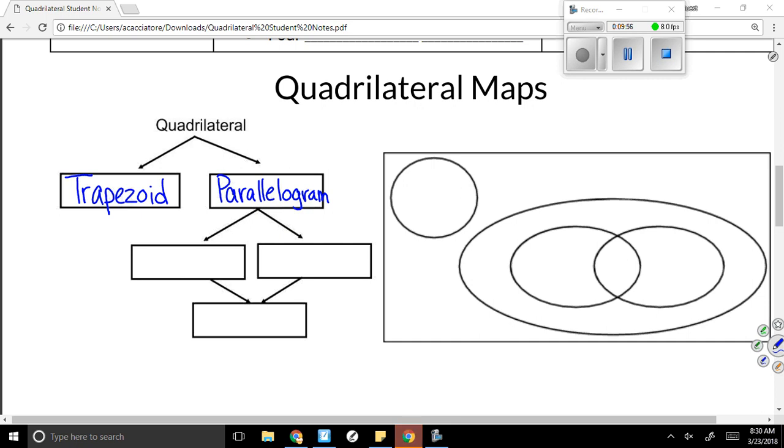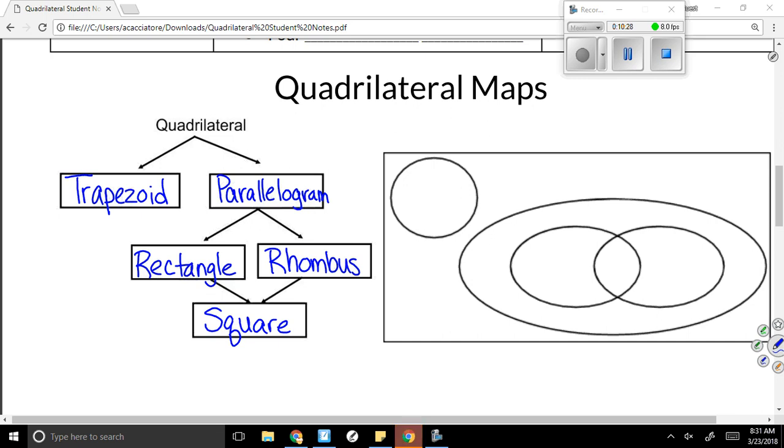And then we can even get more specific on those parallelograms as we move further down the family tree. So if it has 4 right angles, it is called a rectangle. And if it has 4 congruent sides, it's a rhombus. And then we have that super specific last one that we talked about, the square, which is pretty much if you took a rectangle and a rhombus and put all those qualities together.